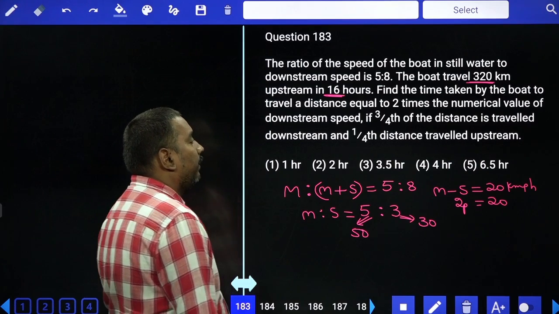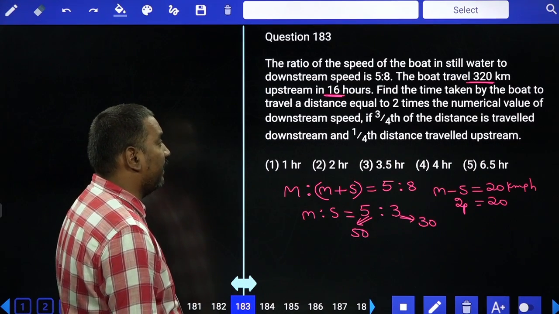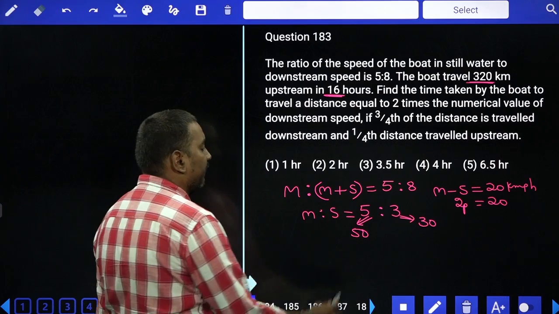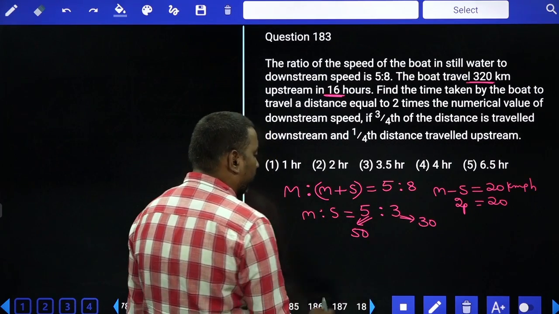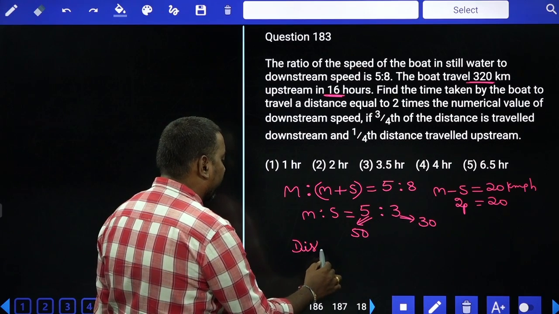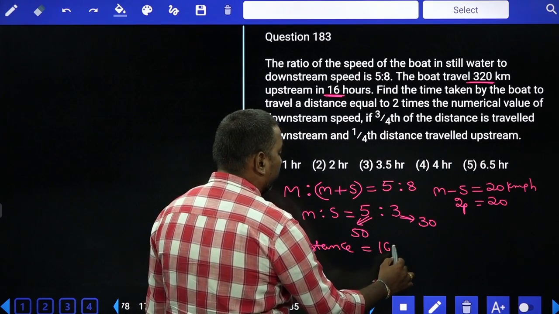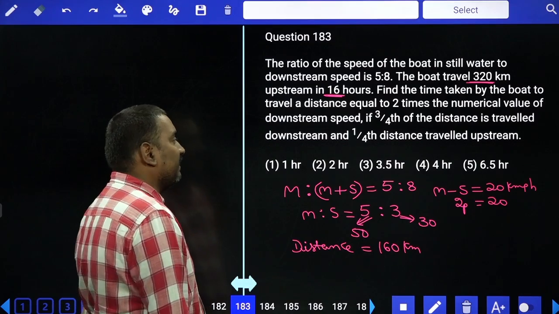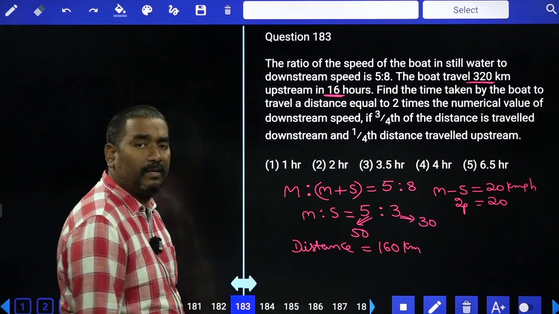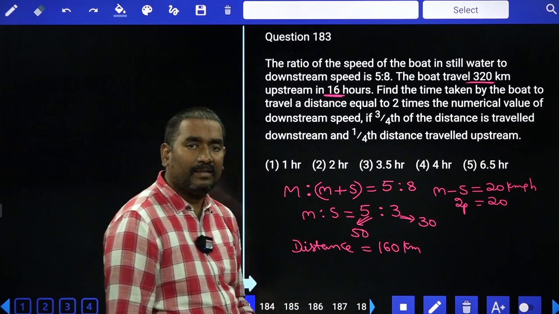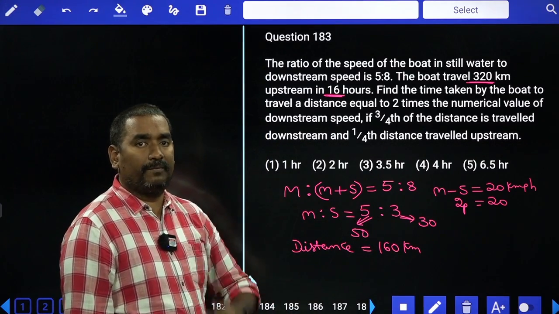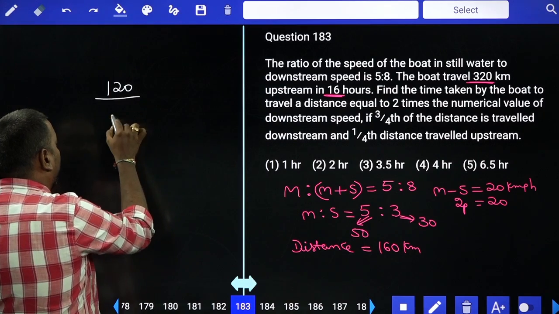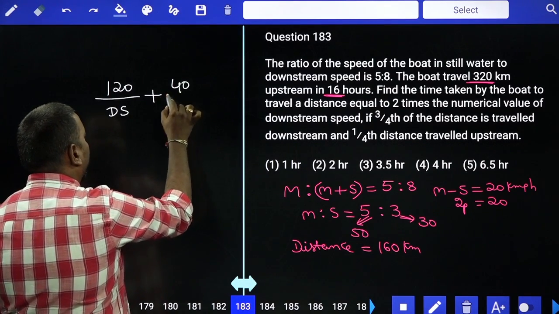Coming to the question. Find the time taken by the boat to travel a distance equal to 2 times the numerical value of downstream speed. Downstream speed is M plus S, 50 plus 30, which means 80. 2 times 80 means 160 kilometers distance to be covered. If 3/4 of the distance is travelled downstream and 1/4 is travelled upstream, then in those 160 kilometers, 3/4 has to be covered downstream, and the remaining 1/4 upstream. So 3/4 of 160 is 120 kilometers downstream, remaining 40 kilometers upstream.